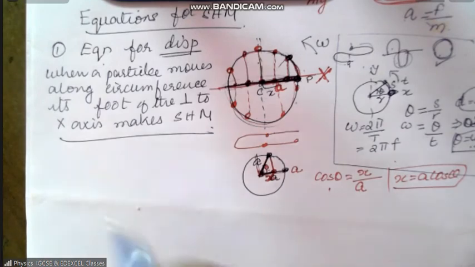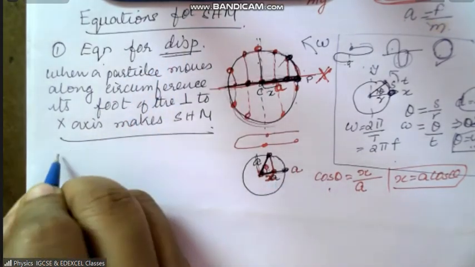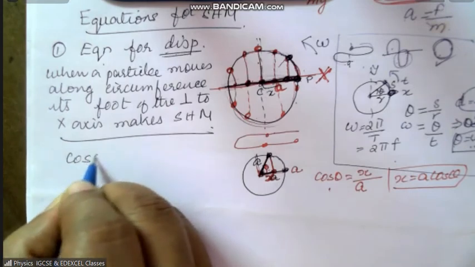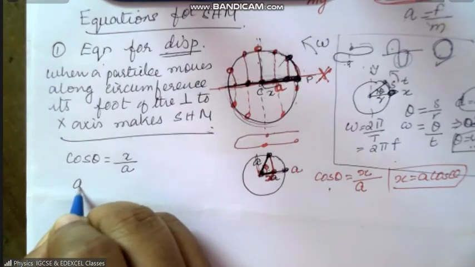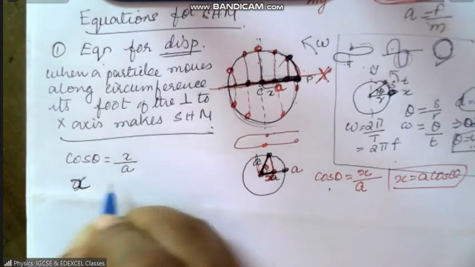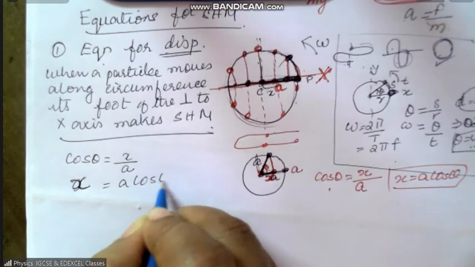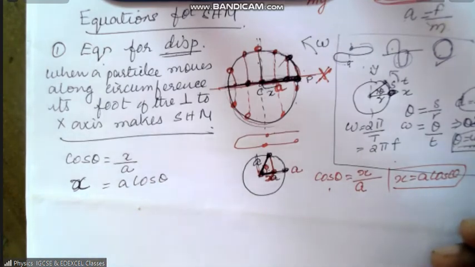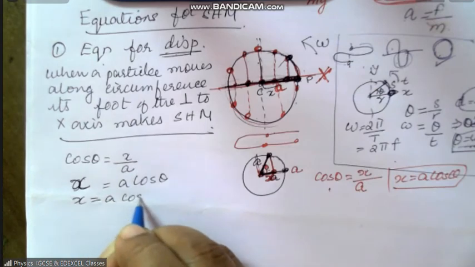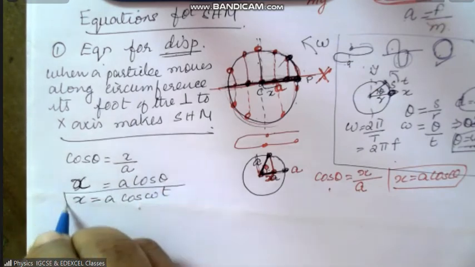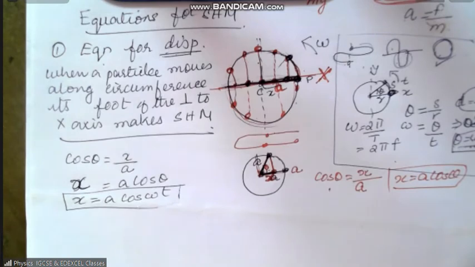Let me write again the equations for displacement. From this, cos theta is equal to x by A. Therefore, x, which is the displacement, is equal to A cos theta. And what is theta? Omega t. Therefore, x is equal to A cos omega t. This is the equation for x displacement.